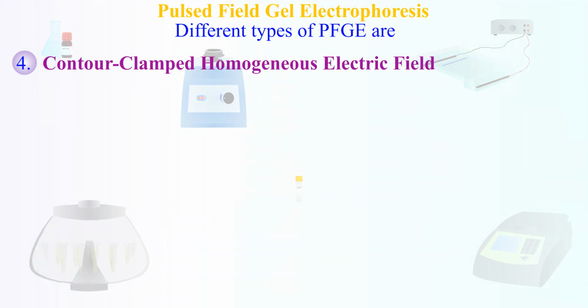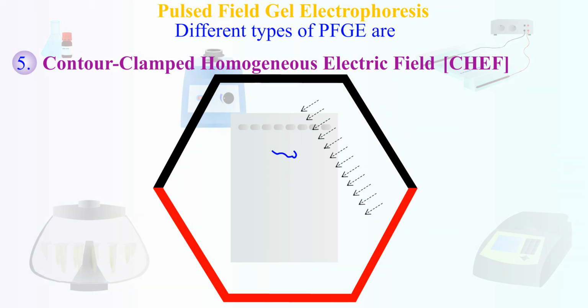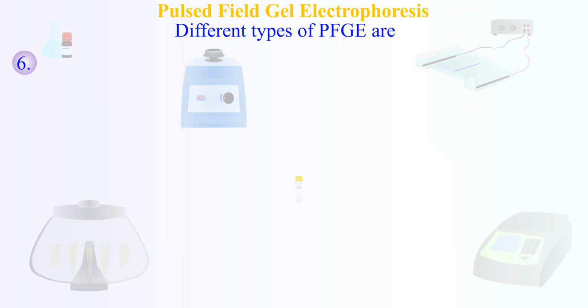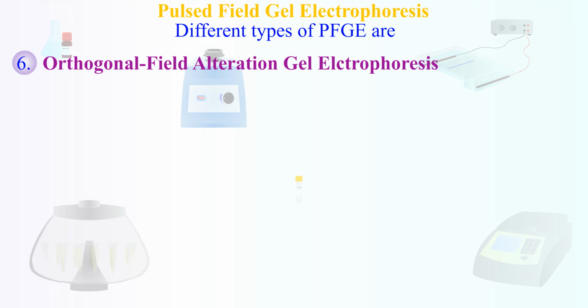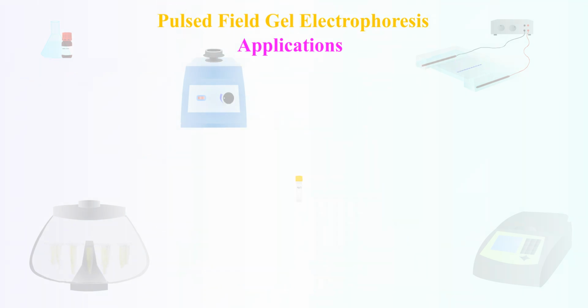5. Contour-clamped homogeneous electric field. This method uses multiple electrodes arranged in a hexagonal pattern to generate a uniform electric field. 6. Orthogonal-Field Alternation Gel Electrophoresis. The electric field alternates orthogonally at a 90 degree angle. It is used to separate large DNA fragments.